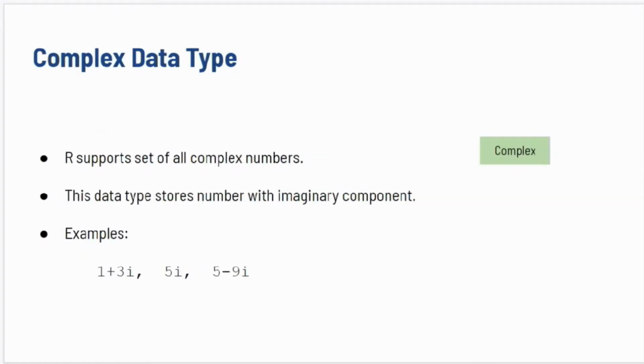The R programming language supports the set of all complex numbers. This data type is used by R to store numbers that contain imaginary components. The examples are 1 plus 3i, 5i, 5 minus 9i.